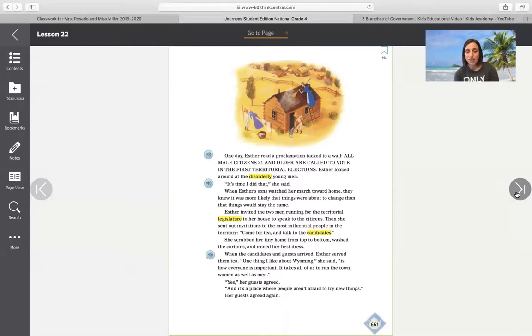Remember, the candidates are the people who are running for election, the people who want to become in charge of the town. She scrubbed her tiny home from top to bottom, washed the curtains, and ironed her best dress.